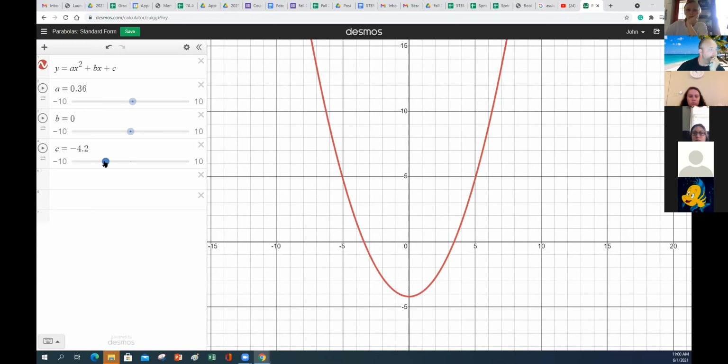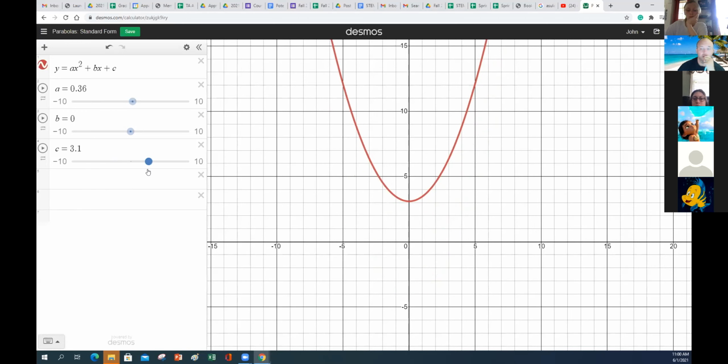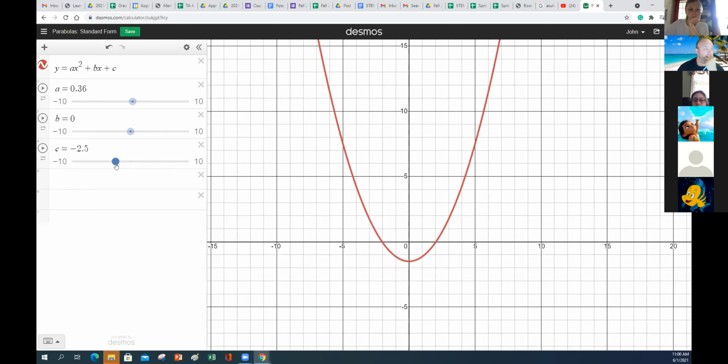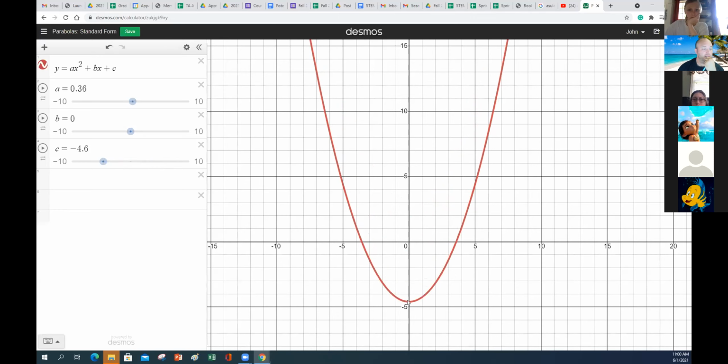If my C value is 3.1, it means it's crossing the y-axis at 3.1. If it's at -4.6, it's crossing the y-axis at 4.6. So tell me what C is in respect to this equation. The y-intercept. Y-intercept, very good. So that value of C is the y-intercept. Point blank, end of story, that's all it is, y-intercept.